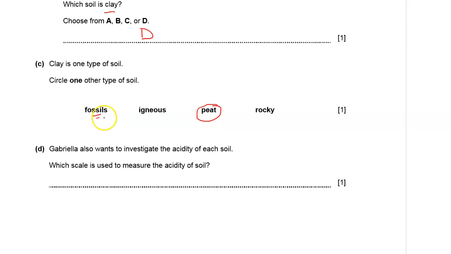Fossils are not soils. Fossils are living organisms that have decayed under high pressure. Igneous and sedimentary, these are rocks. So the soil here is peat. Gabriela also wants to investigate the acidity of each soil. Which scale is used to measure the acidity of soils? We usually use a pH scale.